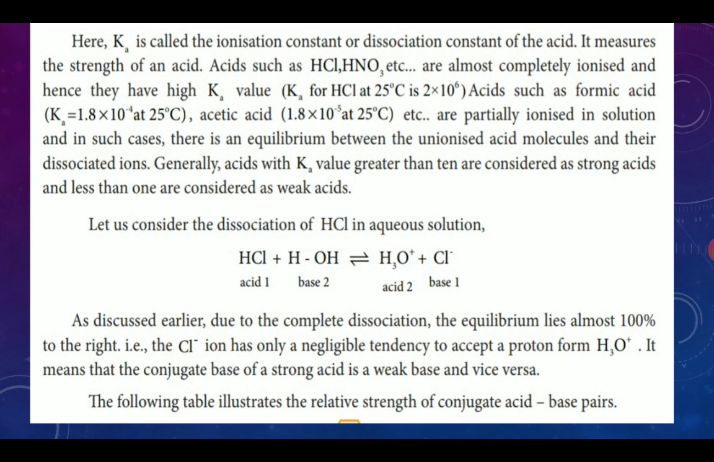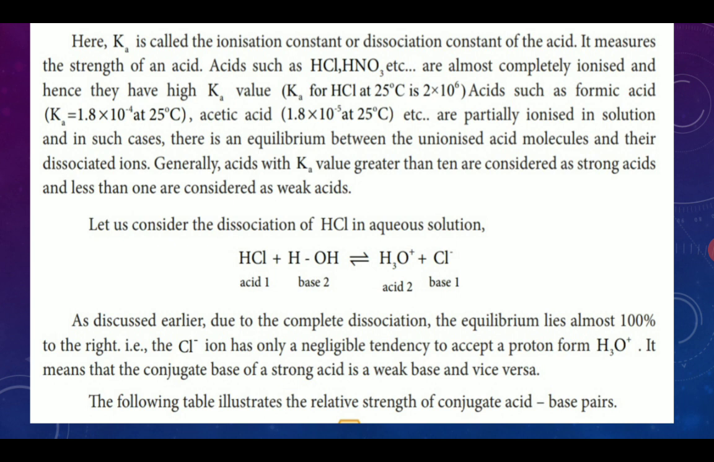In the case of acetic acid or formic acid, the Ka is 1.8 x 10^-5 at 25 degrees Celsius. Therefore, it is considered a weak acid because the acid is partially ionized. Only a few molecules are ionized and the remaining are as they are. So, this is the way in which they are called strong and weak acids.